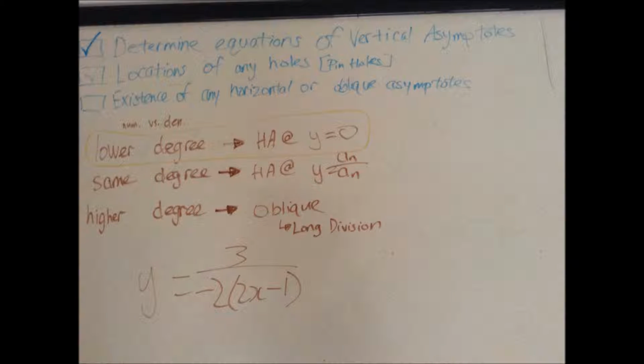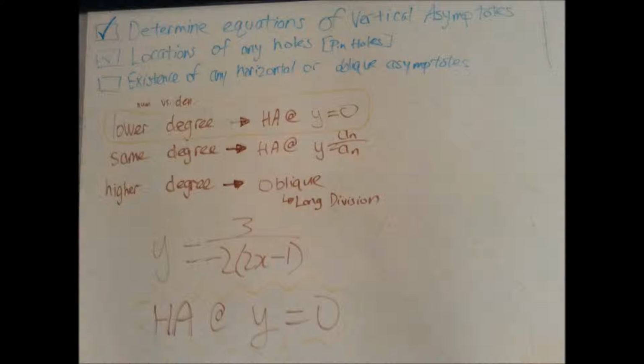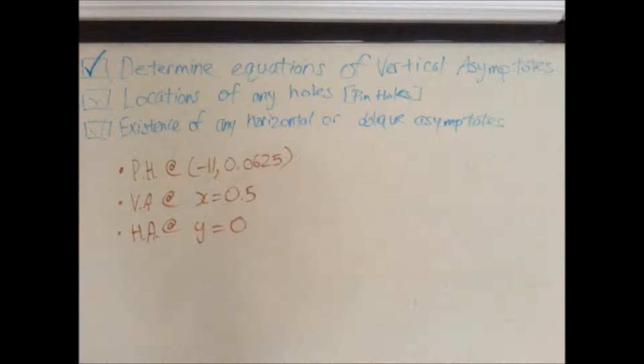Going back to our equation, y is equal to 3 over -2(2x - 1), we know that the numerator has a lower degree than the denominator because there are no x values in the numerator, while there is a degree of 1 with an x in the denominator. Therefore, we know that there is a horizontal asymptote at y equals 0. Finally, if we put everything together, we know that there is a pinhole at (-11, 0.0625), a vertical asymptote at x equals 0.5, and a horizontal asymptote at y equals 0.